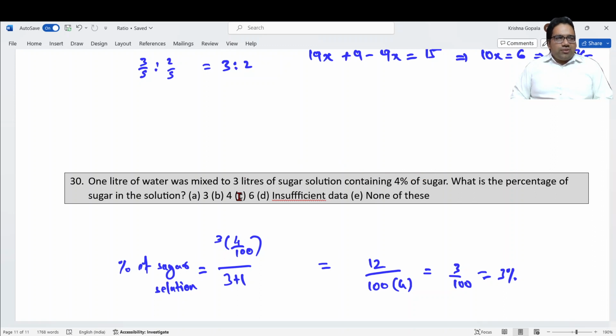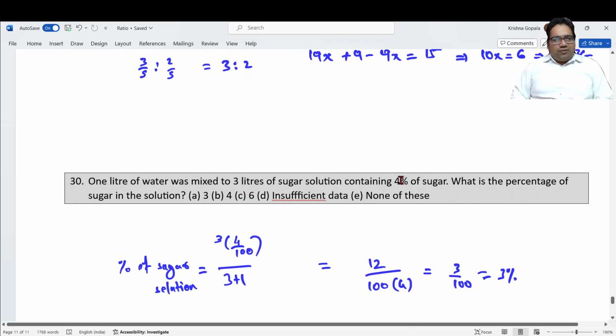In 3 liters of sugar solution, originally it was 4%. What does that mean? 4 by 100 into 3, that is the amount of sugar in this mixture, right? In this 3 liters, what is the amount of sugar? 4 by 100 into 3. Now the sugar has not increased. One more liter of water was added.